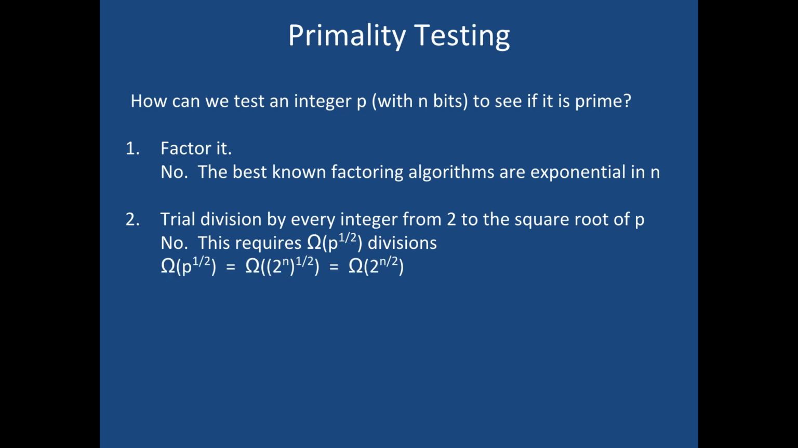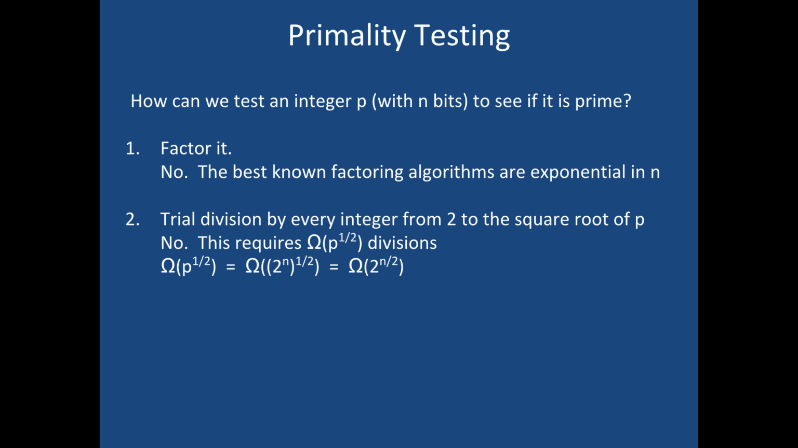But remember, we have to express complexity in terms of the number of bits. If p consists of n bits, then p is roughly 2 to the n. So this algorithm is 2 to the n over 2. It's exponential. The problem is there are an exponential number of things to test.